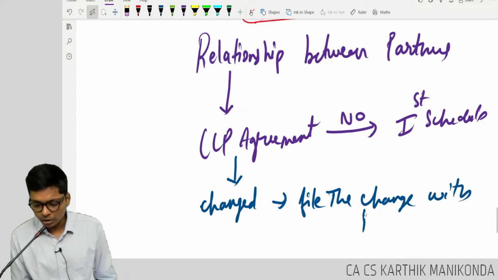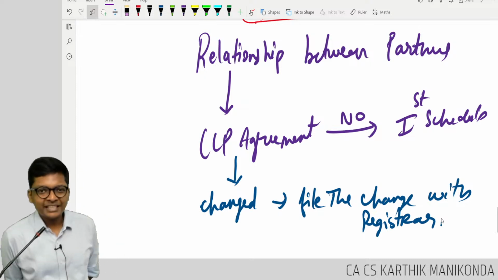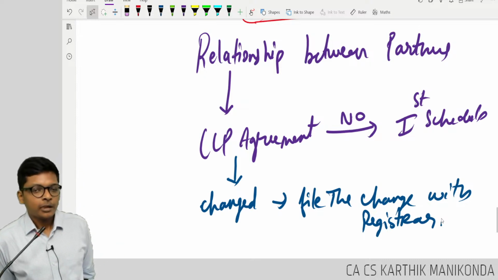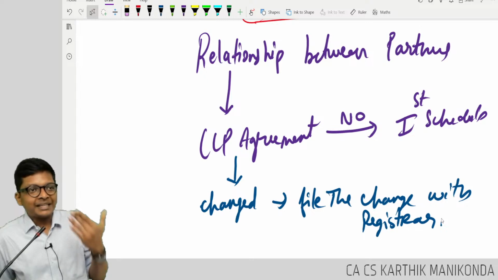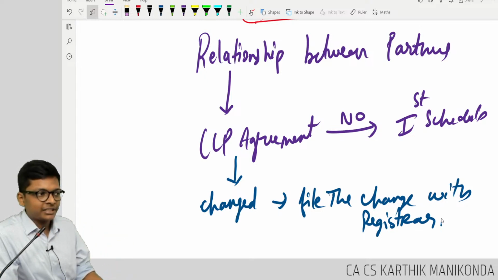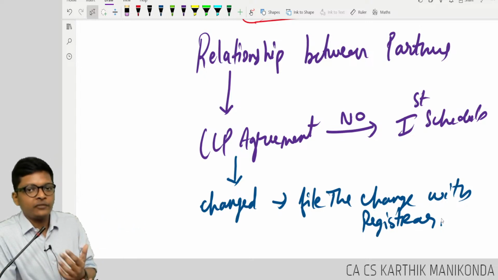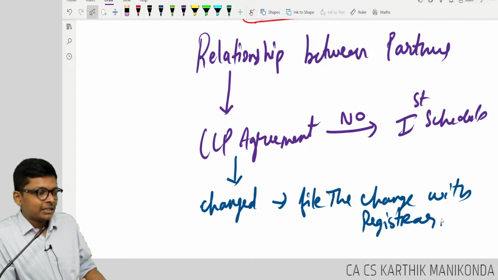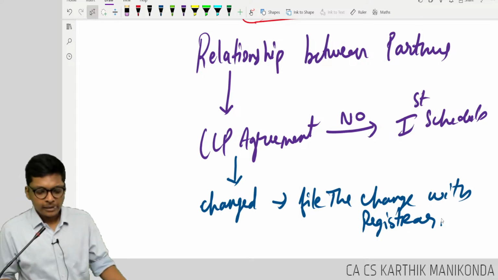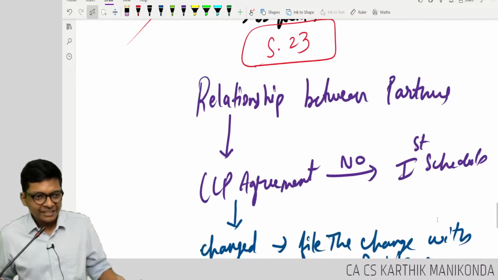Then I have to file the change with whom, guys? With ROC or registrar. Sir, who is this ROC? Who is this registrar, sir? Both are the same. We use them interchangeably. Registrar or ROC. Registrar of companies. Registrar, short form. Are you following, guys? Clear? That's it. That's all. Section over. Section 23, that's it.